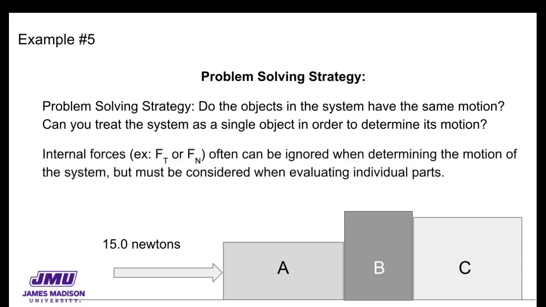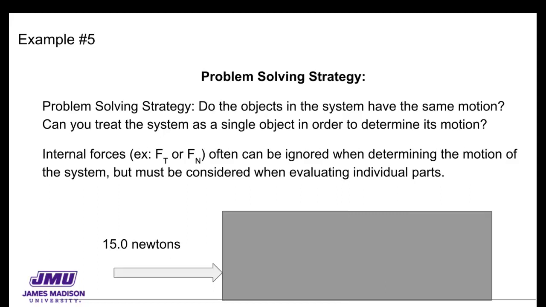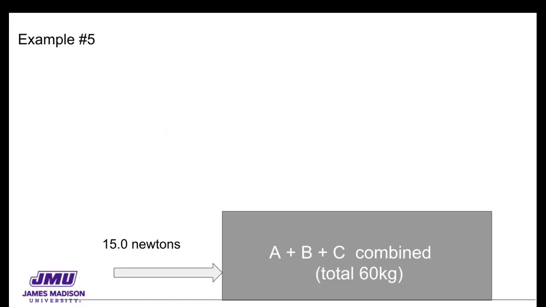I want to ignore the fact that A touches B and B touches C and that they're all separate objects. I want to assume that this is just one object, and that one object is box A plus box B plus box C. Its masses of 10 kilograms, 20 kilograms, and 30 kilograms all together for a total of 60 kilograms. This allows me to then say that the problem is very easy to determine the acceleration at least.